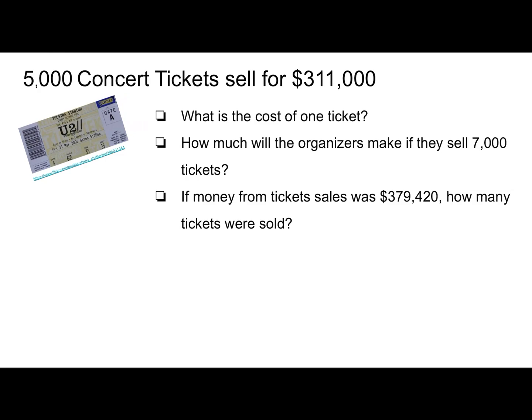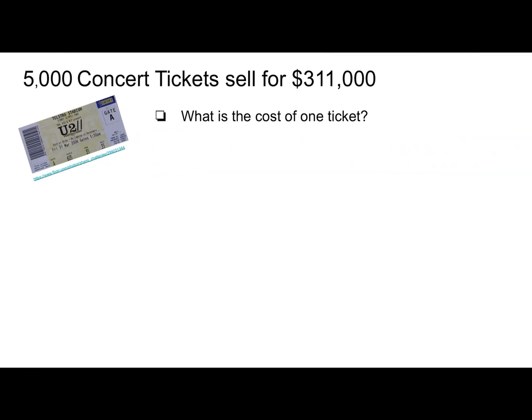So here's a situation where we have 5,000 concert tickets selling for $311,000. And we're being asked what's the cost of one ticket, how much money will be made if they sell 7,000 tickets, and how many tickets are sold if they make $379,420. So let's take this in steps.